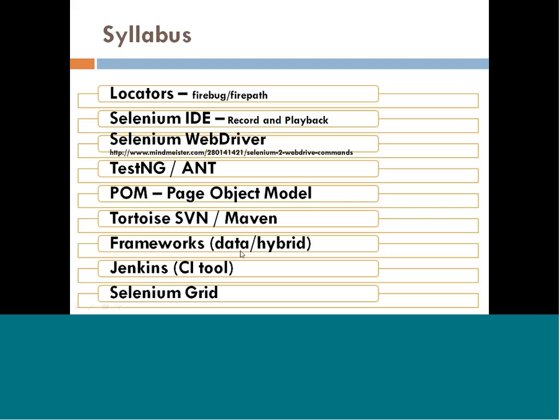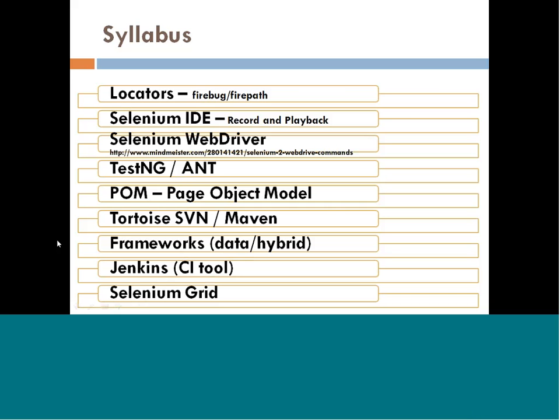We do data-driven, hybrid or keyword-driven frameworks, and also we see Jenkins. Jenkins is a continuous integration tool. We'll integrate a lot of our test cases with Jenkins and run the show. And lastly, Selenium Grid to run the parallel test cases.